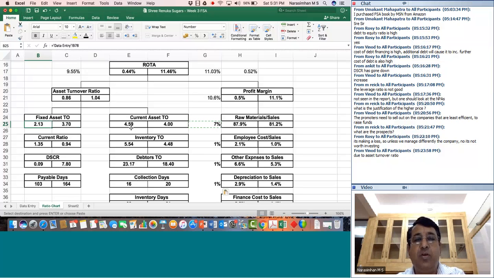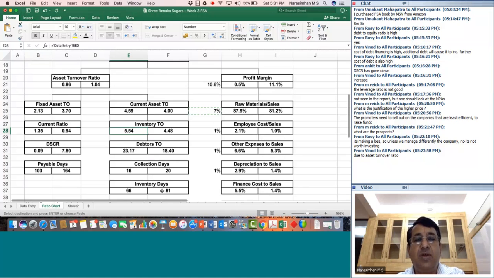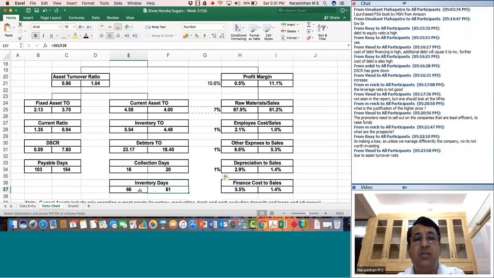Current asset turnover ratio improved, primarily because inventory turnover ratio improved. Inventory days have come down from 81 days to 66 days. Debtors turnover ratio has also improved. Collection days have come down from 20 days to 16 days. Seems to be pretty decent this side. There is some improvement happening on the current asset side.